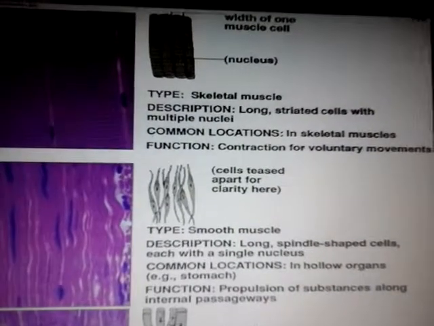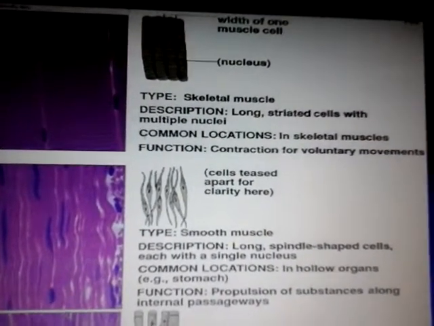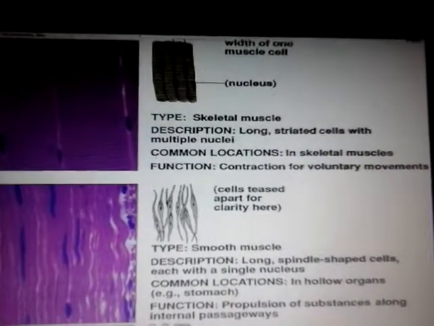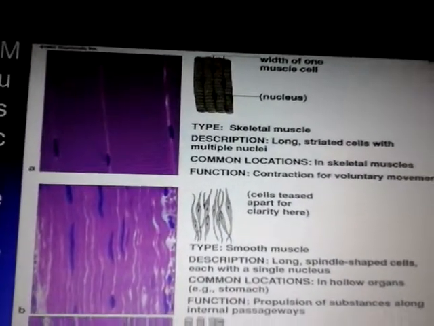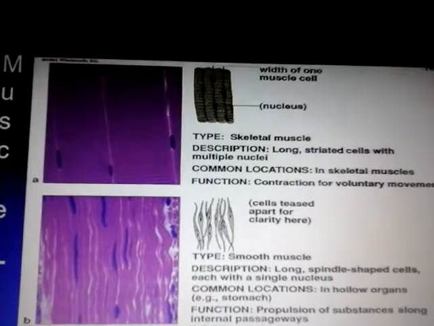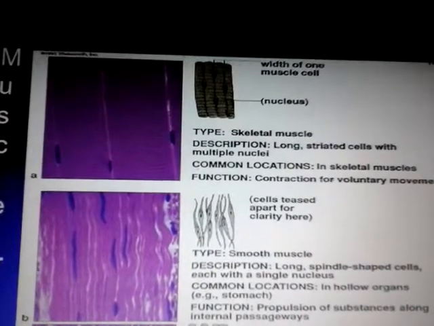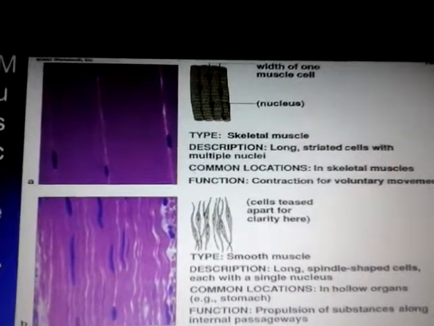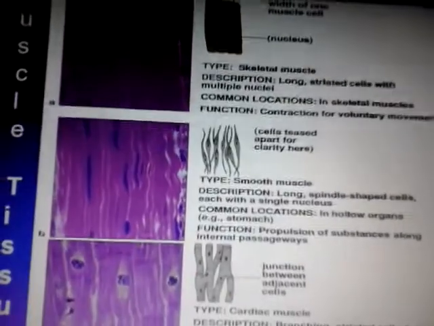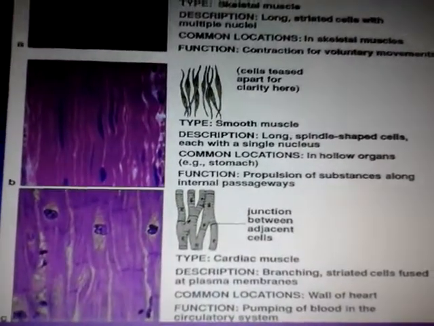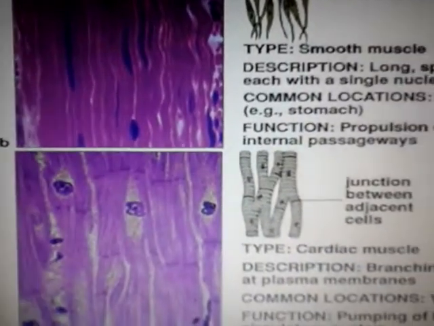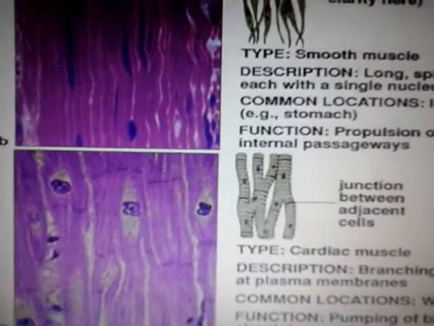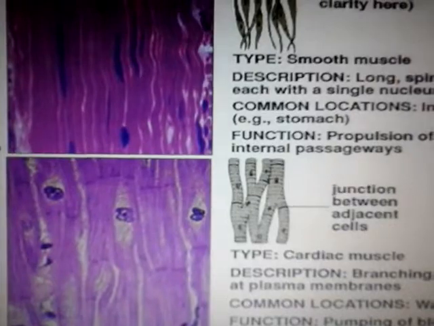And these guys are responsible for propulsion. That's an idea that we call peristalsis. So when we actually start talking about hollow organs like the stomach, we'll come back to smooth muscle. And remember, smooth muscle gets its name because you don't see those stripes. And then last but not least is cardiac muscle. Cardiac muscle is striped, it is striated, and cardiac muscle is found only in the heart.